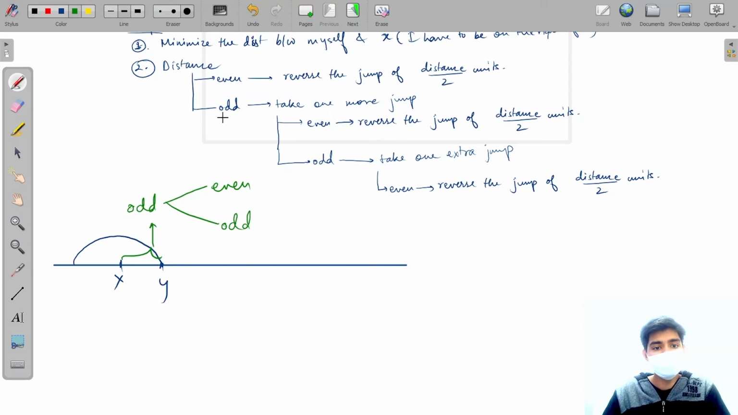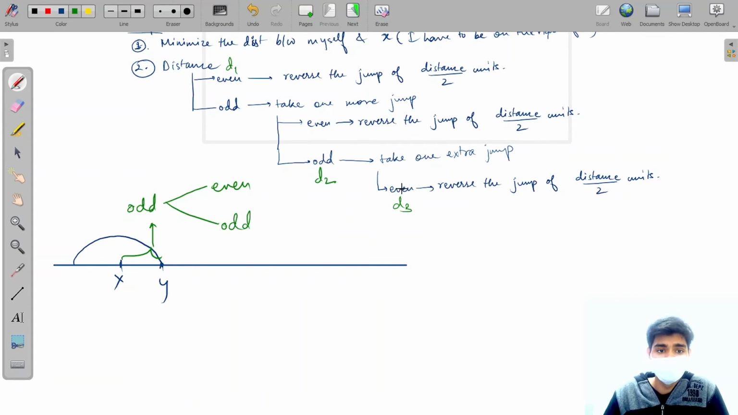Now let's say the first extra jump that I took gives a distance d1. This distance d1 is even or odd. If it is odd, then I take one more jump, and it gives me a distance d2, which can be either even or odd. If it is odd, then I said to take one extra jump, and it is only going to give me even, and this will be my distance d3.